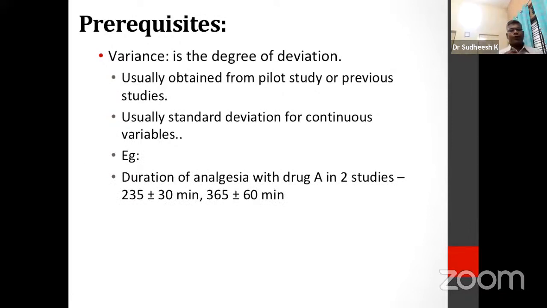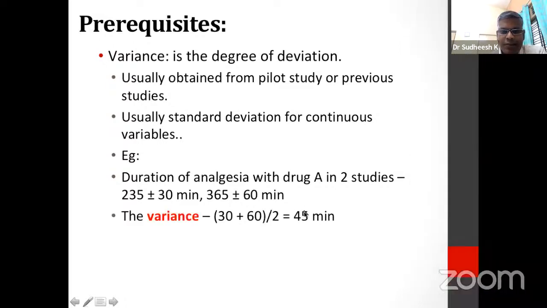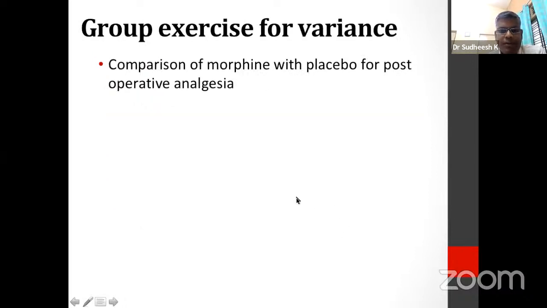Now, one practical point I'd like to share here is, suppose you are finding it difficult to enter a particular value for variance while calculating the sample size. What you can do is, if you have previous studies, let us say drug A, you are trying to compare the duration of analysis with drug A, and there are 2 to 3 studies which have already done duration of analysis with that particular drug. So you can take the mean and standard deviation values of them, and the variance is calculated by taking the average of the standard deviations of the two studies. Average of the standard deviations of the two studies. So therefore, if you consider 30 plus 60 divided by 2, the variance you can feed is 45 minutes.